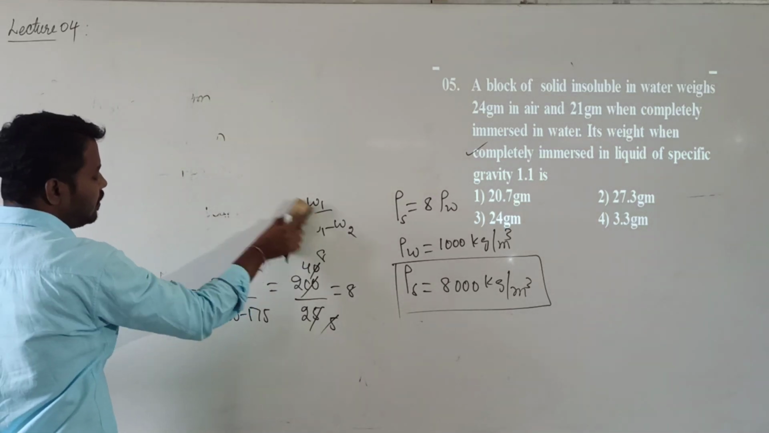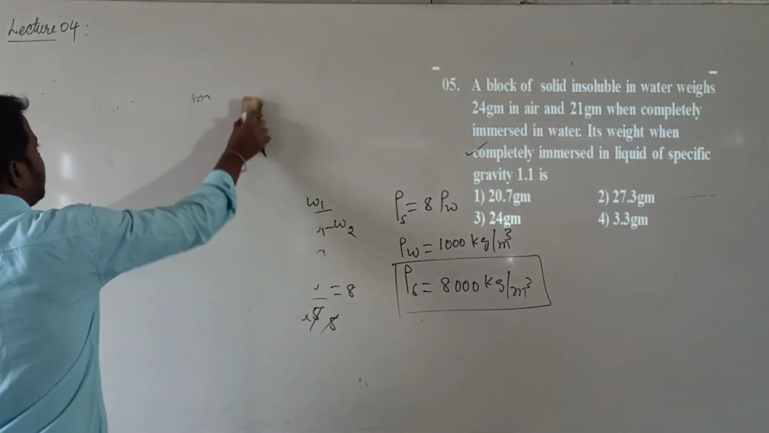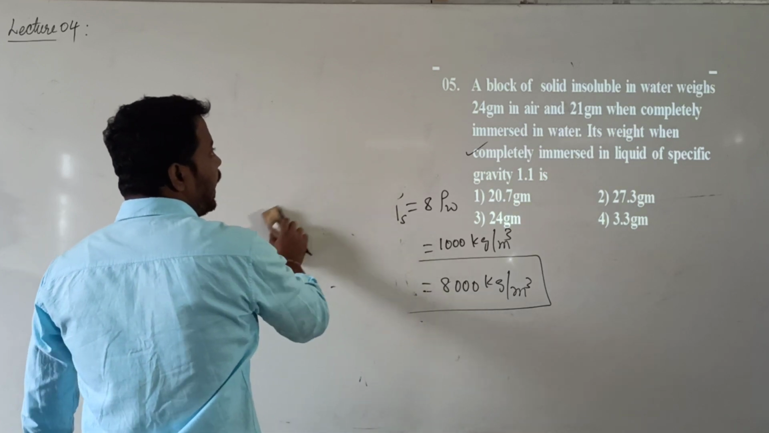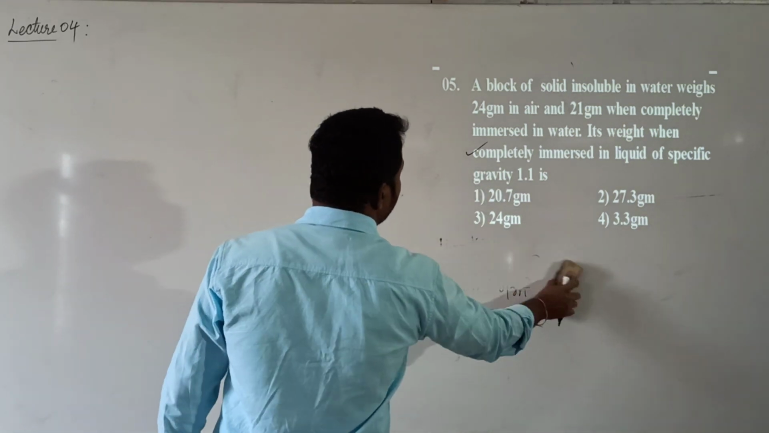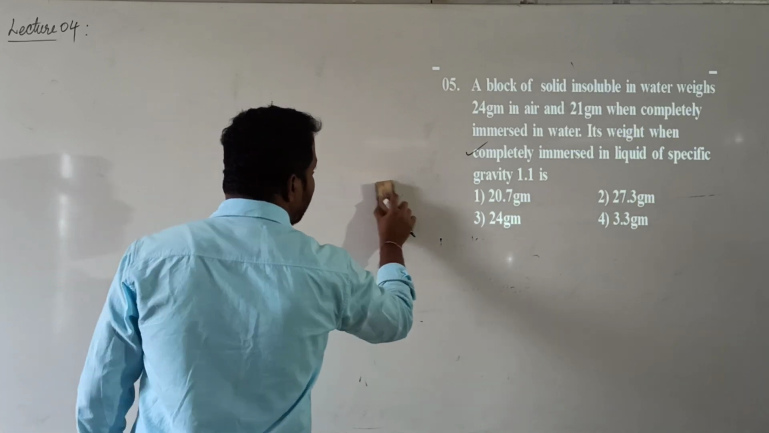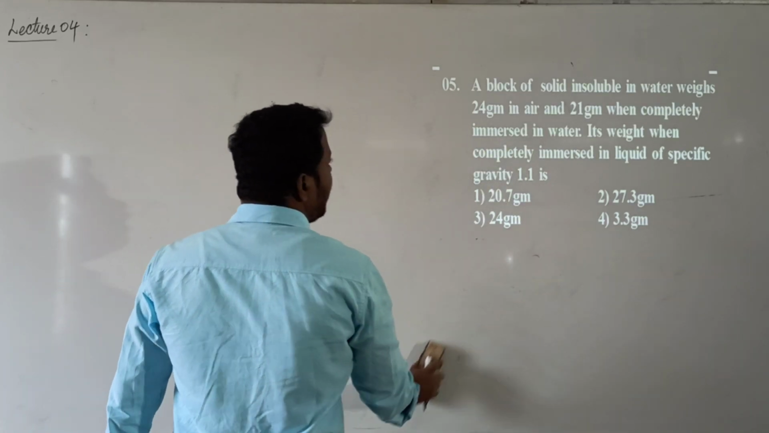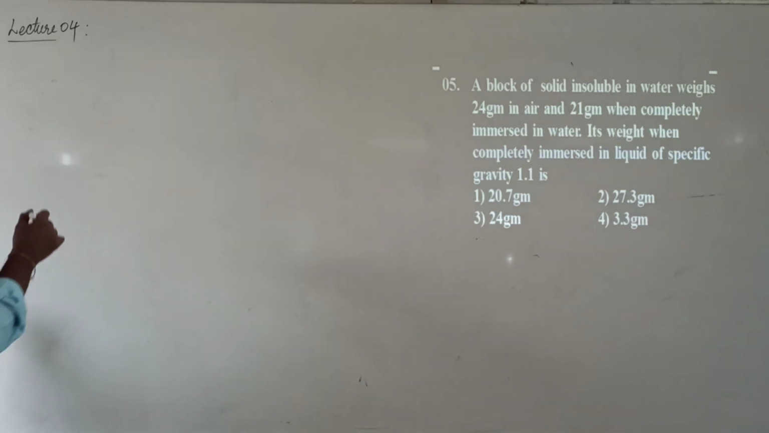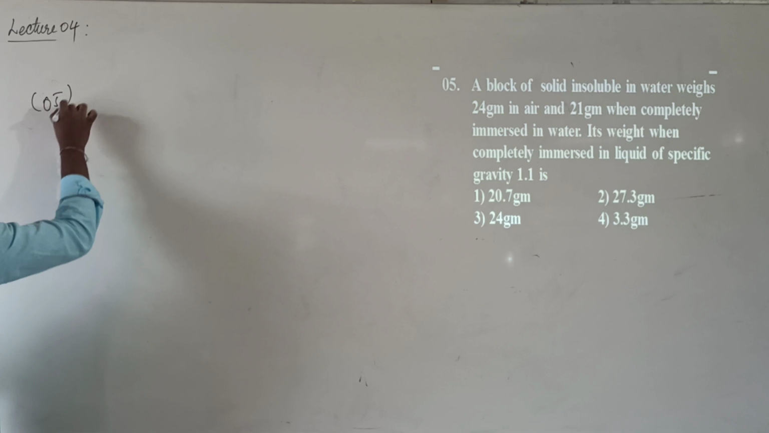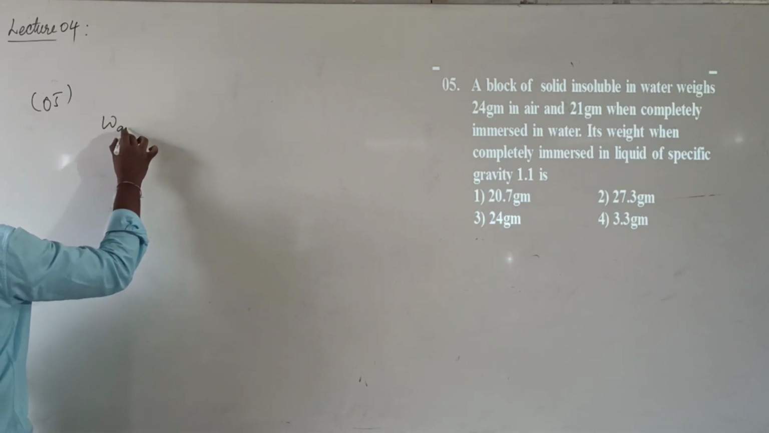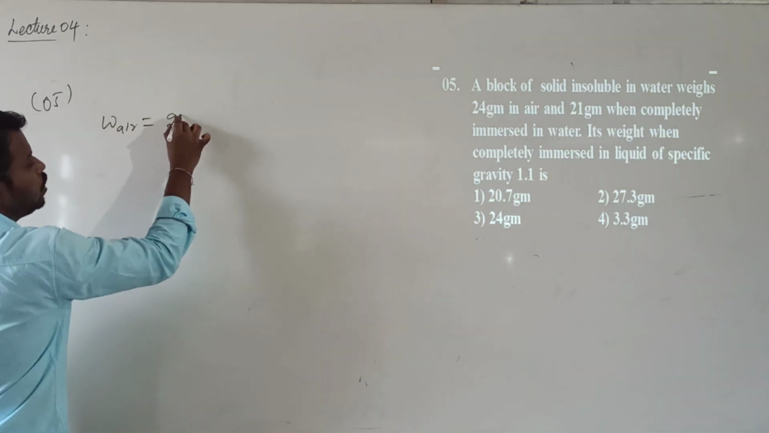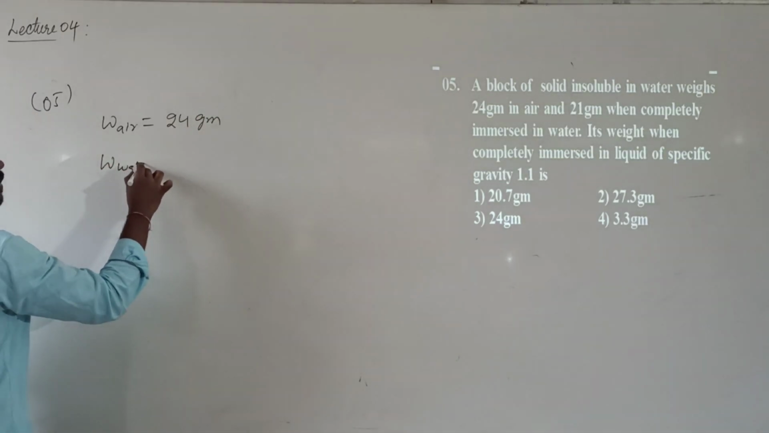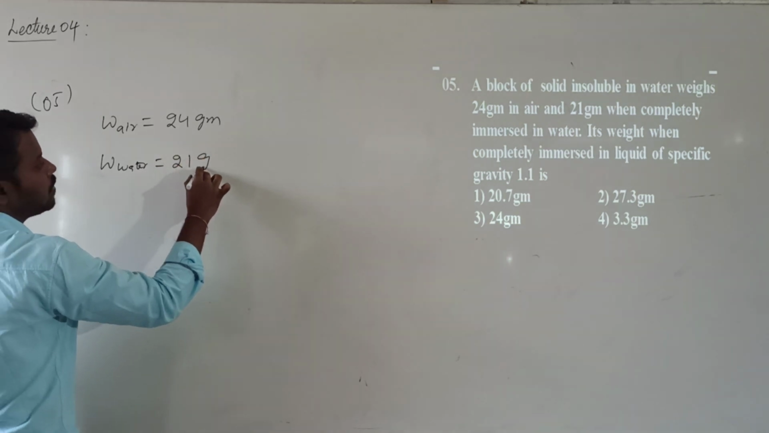So what is this question? A block of solid, insoluble in water, weighs 24 grams, and 21 grams when completely immersed in water. What is its weight when completely immersed in a liquid of specific gravity 1.1? So what is given? A block is given. The weight of the block in air is given as 24 grams. The weight of the block in water is 21 grams.